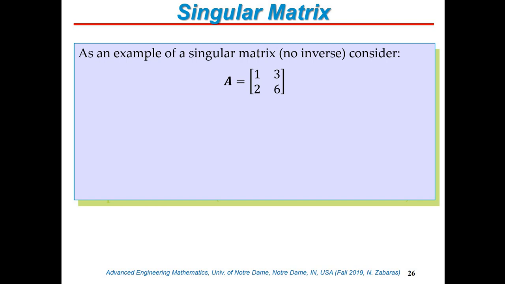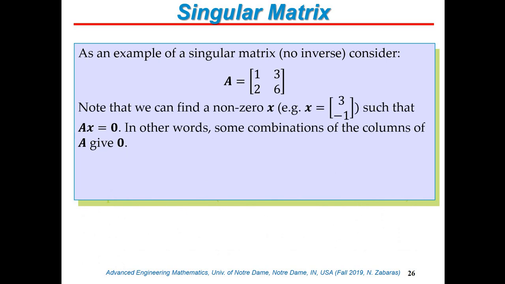I want you to concentrate on the solutions of the homogeneous equation, which is Ax equal to 0. Because column 2 is 3 times column 1, will you agree with me that the solution to Ax equals 0 is (3, -1)? If you take 3 times column 1 minus column 2, you get 0. So effectively, this problem, Ax equals 0, has a non-zero solution.